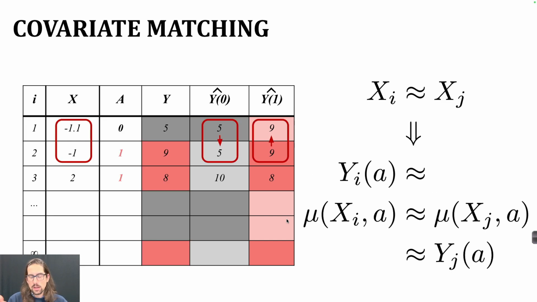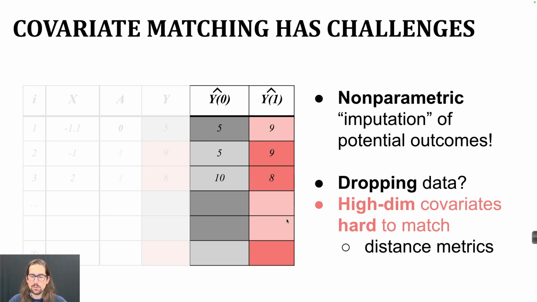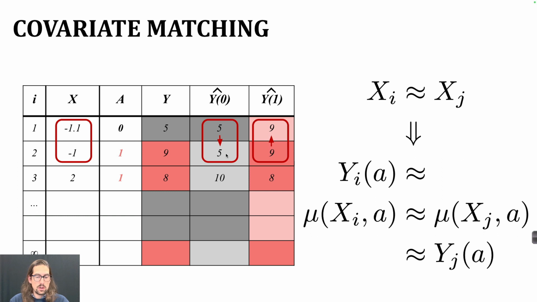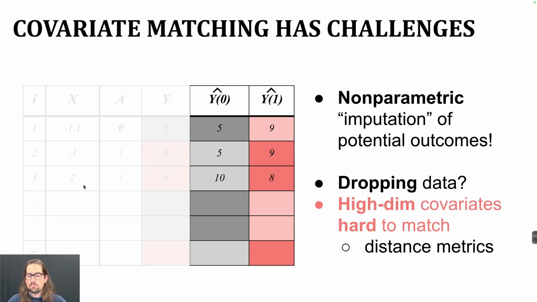This is a little hand wavy, but it still follows from all the same framework that we've been talking about. It's nice because you do get a non-parametric imputation of potential outcomes. There's no model here at all, so there's no assumption of linearity or anything like that. But you do have some issues, which is that you can drop data. Here, let's say this person got something imputed because they were matched to somebody else. But what if there are people in your data who don't really have good matches? What happens to them? You can drop them.